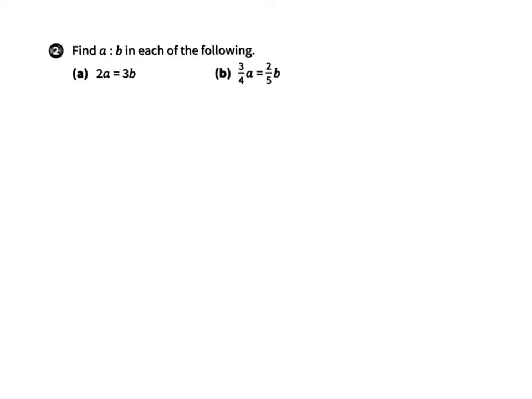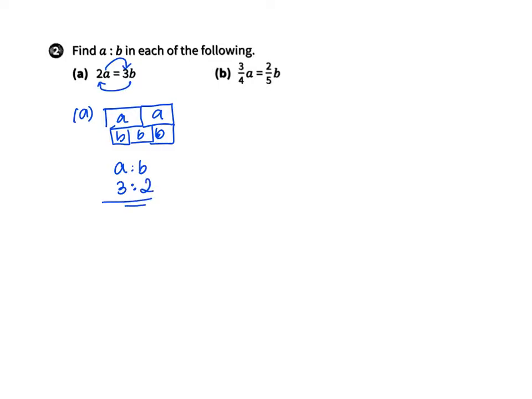So now for question 2, there is a shortcut, isn't it? So I know A is the bigger one. So 2 units of A is equal to 3 units of B. So A is actually the larger number of units. So A is to B is actually 3 is to, and for B it's 2, so the answer is 3:2.